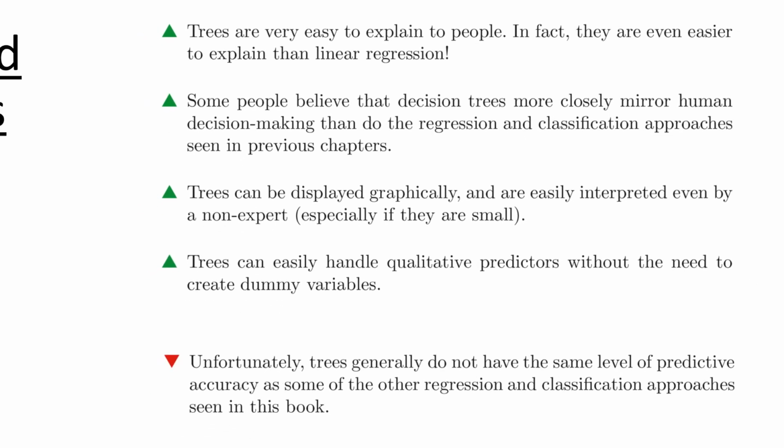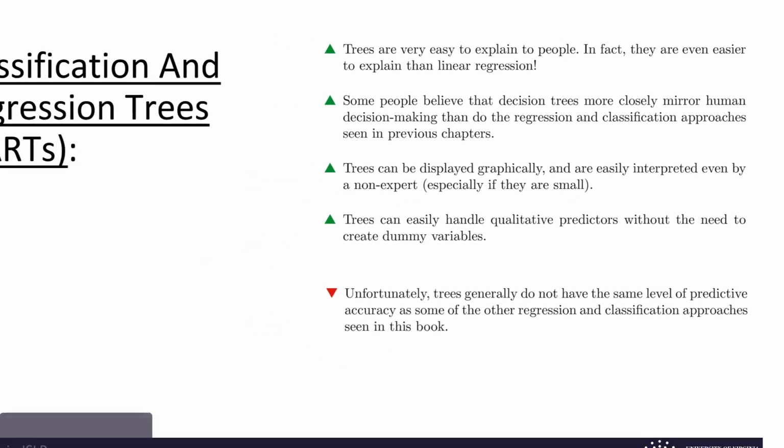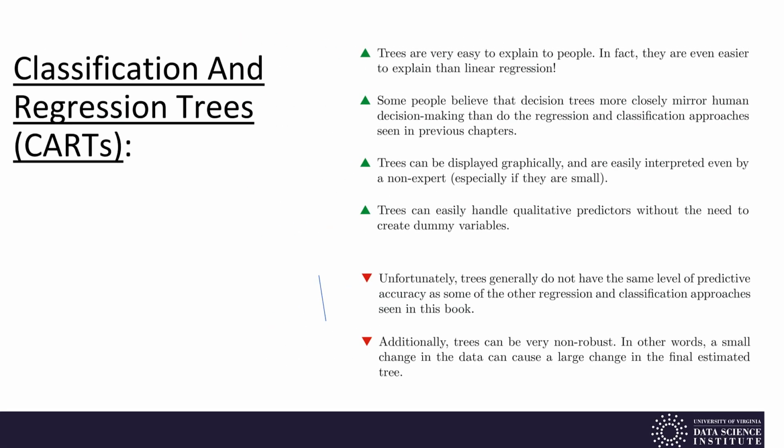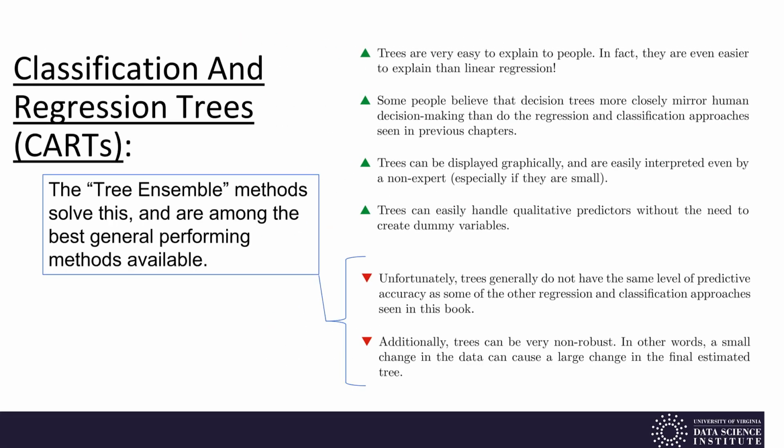Disadvantages: unfortunately, trees generally do not have the same level of predictive accuracy as some of the other regression and classification approaches, and additionally, trees can be very non-robust. In other words, a small change in the data can cause a large change in the final estimated tree.